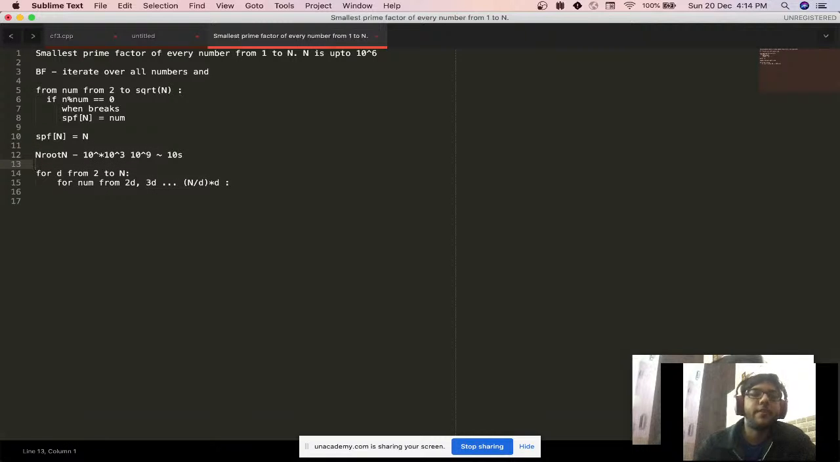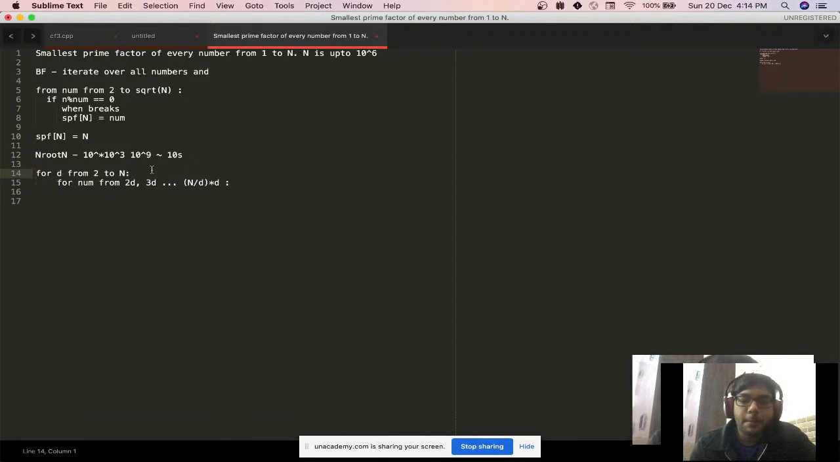But this is not very good in time complexity, because we are solving problems independently, and for every number we are going to run a loop of root n. So its time complexity is n root n, and that's around 10 power 9. So it would take 10 seconds. So this is going to get time limit exceeded. The better way is using Sieve.